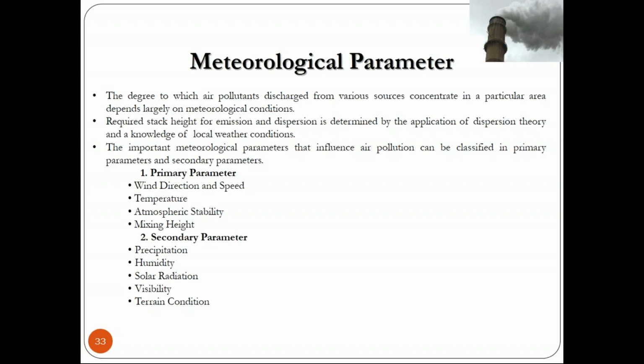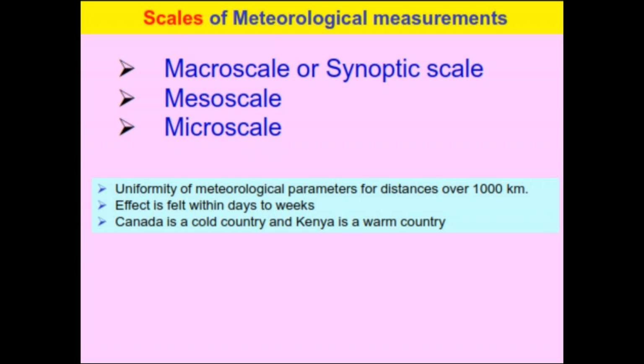So for this we have to understand what type of scale applies to these parameters. First we'll discuss the scale of meteorological measurement. Under this, meteorological conditions have been divided into three scales. One is the synoptic scale, also known as macro scale. The second one is the meso scale, and the third is the micro scale. As the name suggests, macro means a longer, or wider, area.